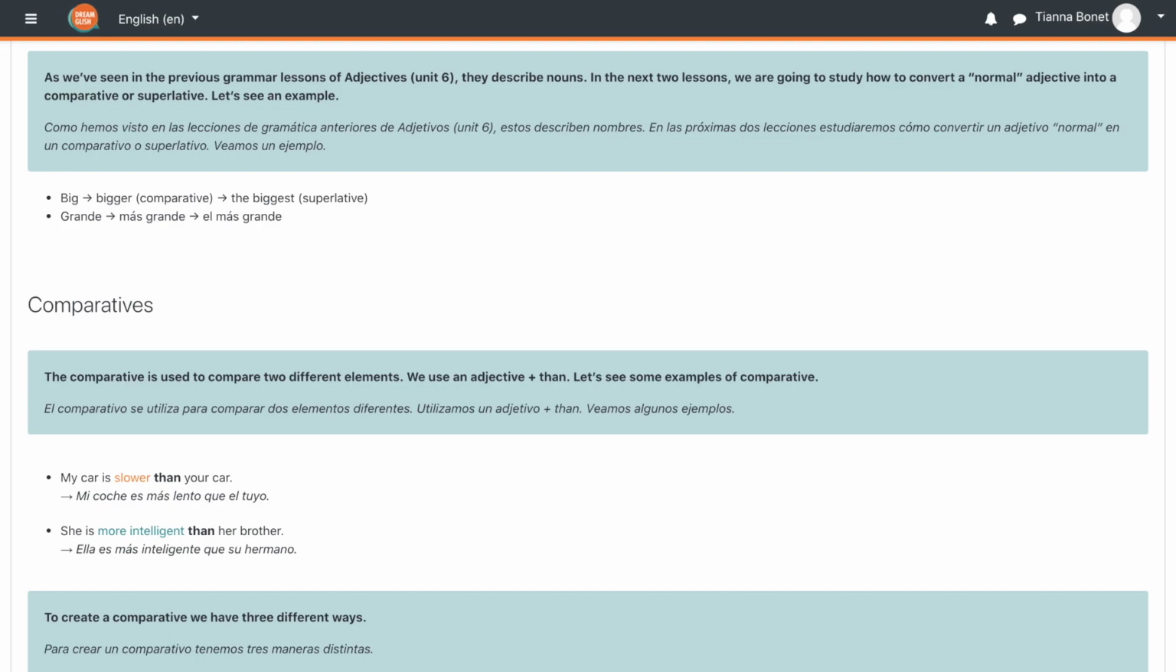Now comparatives. The comparative is used to compare two different elements. We use an adjective plus than. Let's see some examples of comparatives. My car is slower than your car. She is more intelligent than her brother.